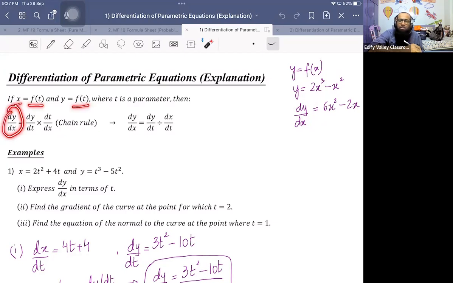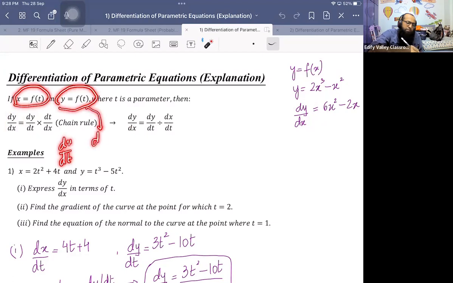It's very, very common sense. It's basic common sense. So what we have to do, if x is expressed as a function of t, is differentiate x to get dx by dt. If we differentiate x with respect to t, we get dx by dt. If we differentiate y with respect to t, we get dy by dt.